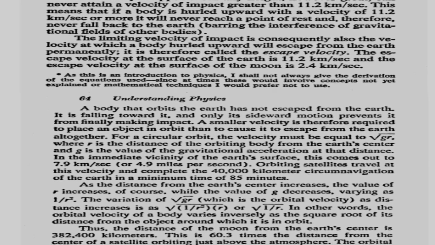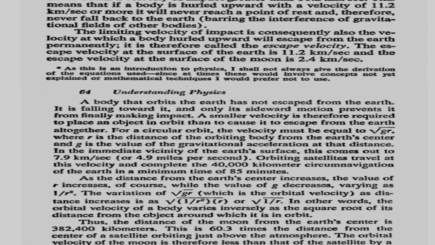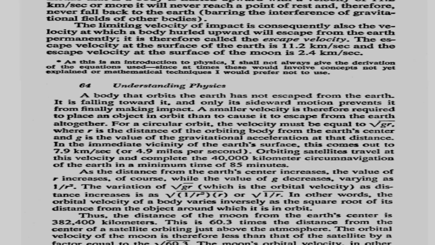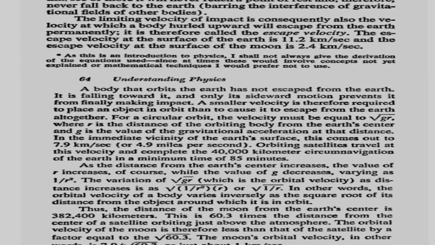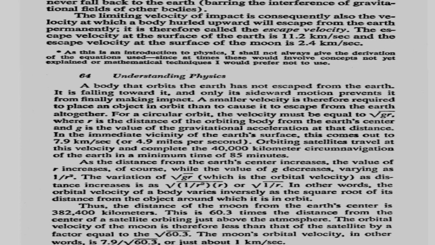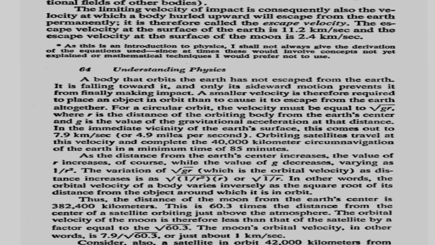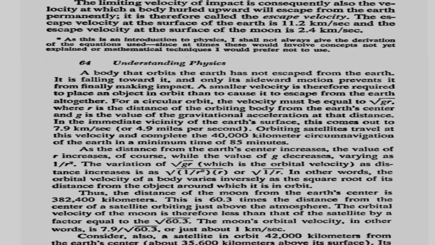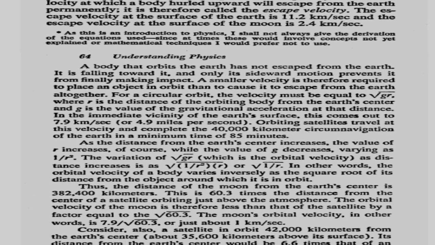As the distance from the Earth's center increases, the value of r increases, of course, while the value of g decreases, varying as 1/r squared. The variation of the square root of g times r, which is the orbital velocity, as distance increases, is as the square root of 1/r squared times r, or the square root of 1/r. In other words, the orbital velocity of a body varies inversely as the square root of its distance from the object around which it is in orbit.